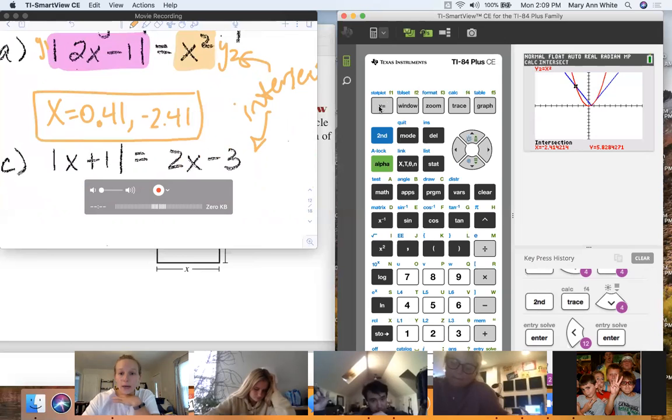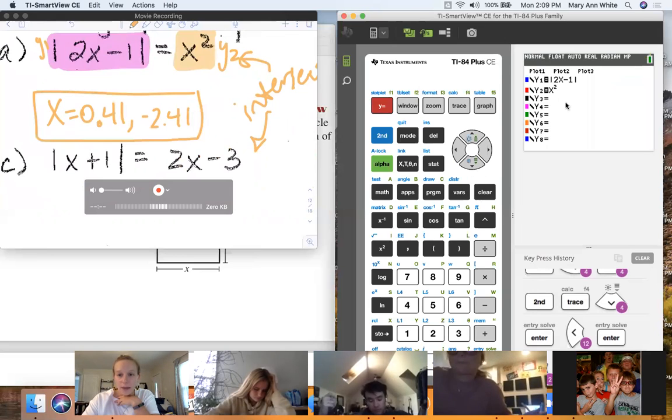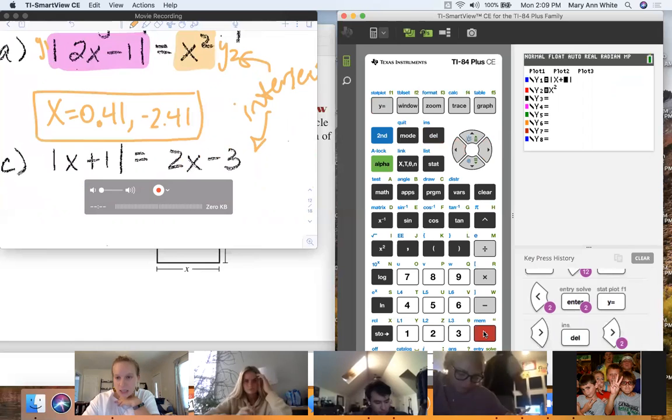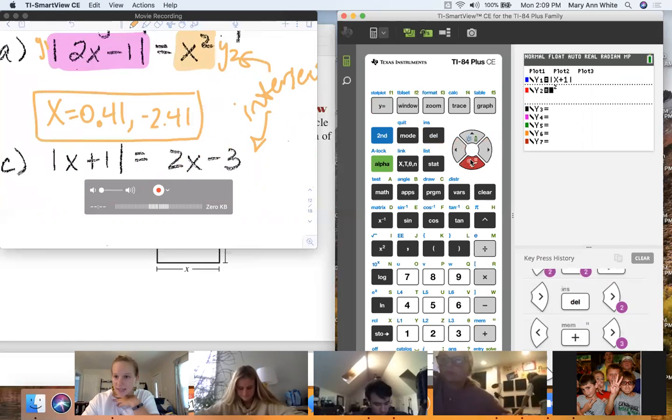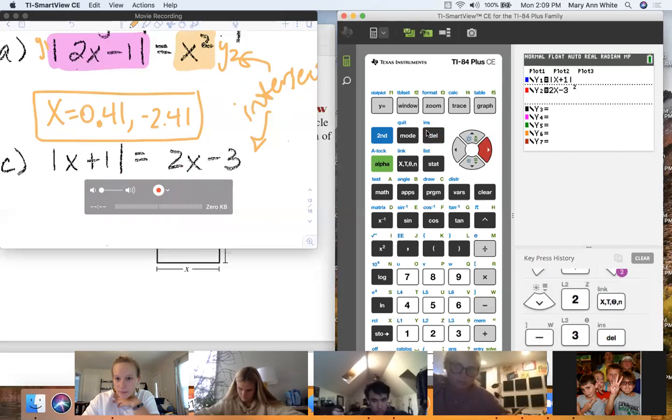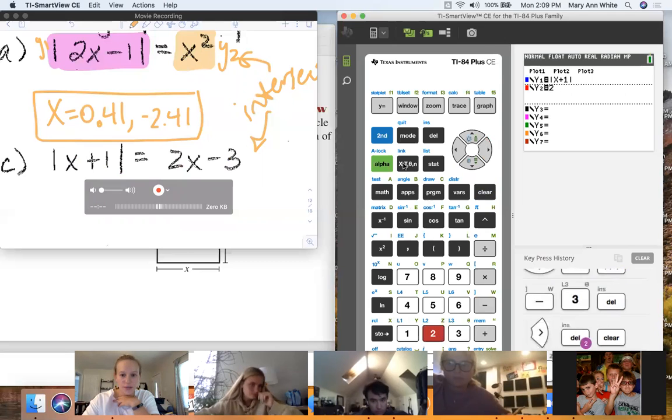So I'm going to go to y equals and I'm not even going to clear out that absolute value. I'm just going to manipulate it to be x plus 1. So I'm just going to delete the 2 and make the minus a plus. All right, that looks like what I want it to look like. And then the second equation should be 2x minus 3. Oh, I got to delete some of this stuff. Oh, I should have just cleared. That was my bad. I should have just cleared that one. 2x minus 3. Now it looks good.